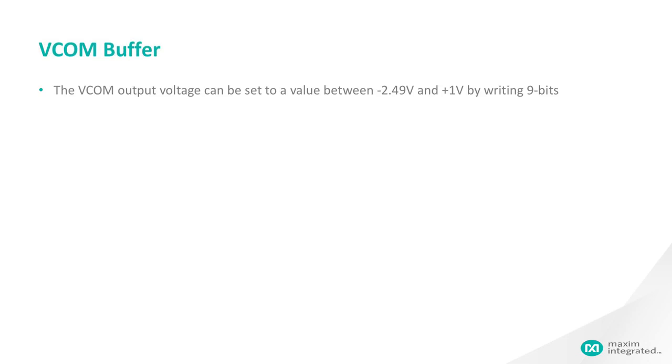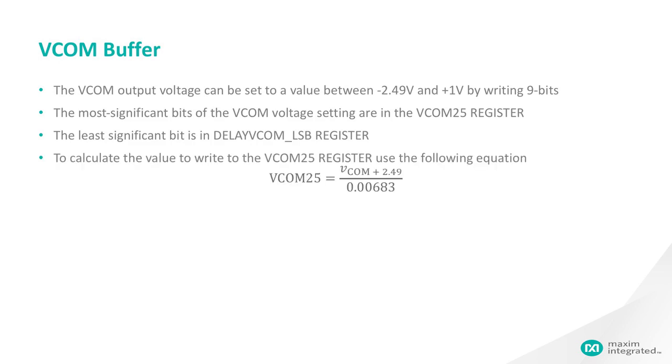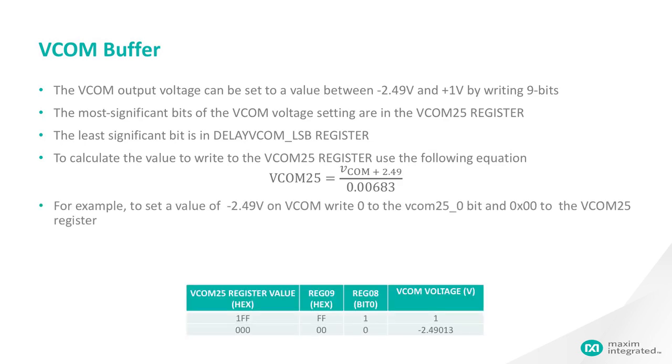The VCOM output voltage can be set to a value between minus 2.49 volts and plus 1 volt by writing 9 bits. The most significant bits of the VCOM voltage setting are in the VCOM 25 register. The least significant bit is in the VCOM LSB register. To calculate the value to write to the VCOM 25 register, use the following equation. This is a typical example of different values.